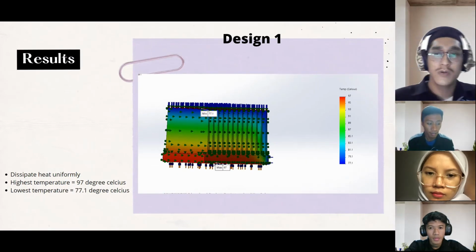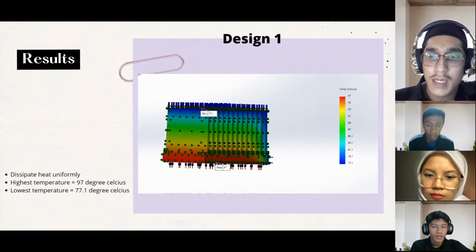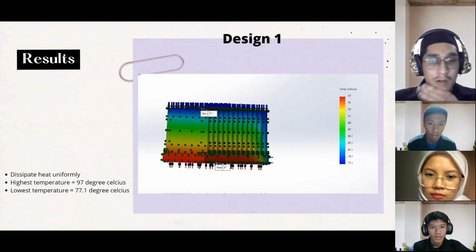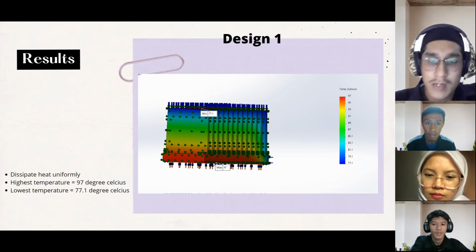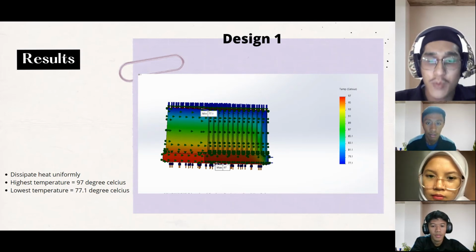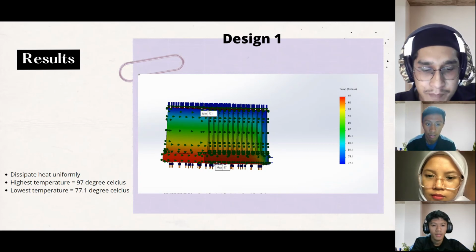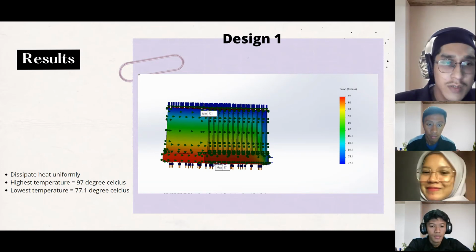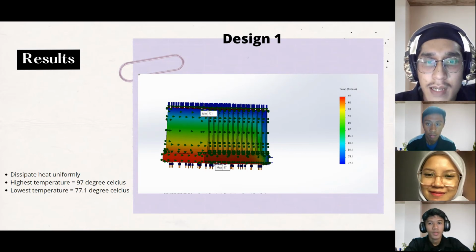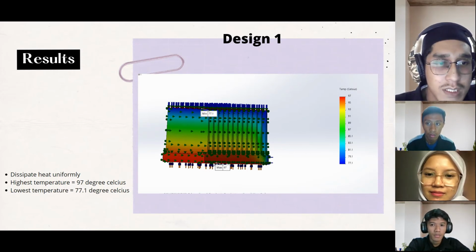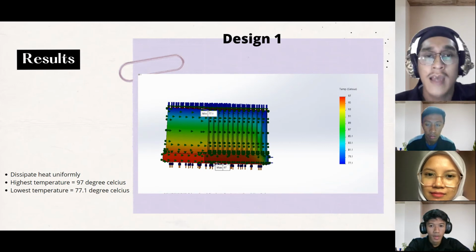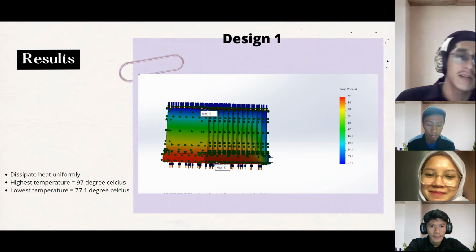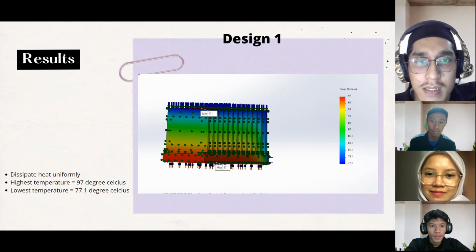Okay, thank you, Ilham Nur. My name is Muhammad Danish Adli bin Muhammad Nazrul and my matrix number is B092010113. Now I will continue to the result. Based on the simulation that we have done, for design 1, the heat dissipates uniformly based on the color gradient in the figure that I attach here. The bottom part, the red part, is the highest temperature, which is 97 degrees Celsius. And the lowest temperature of this fin is 77.1 degrees Celsius, which is the blue part.